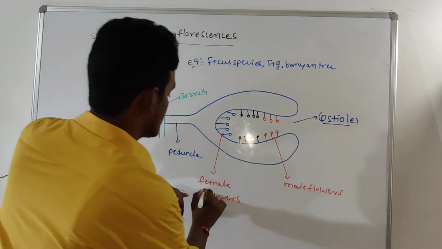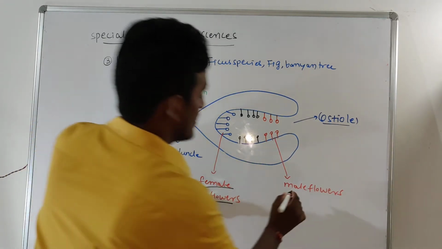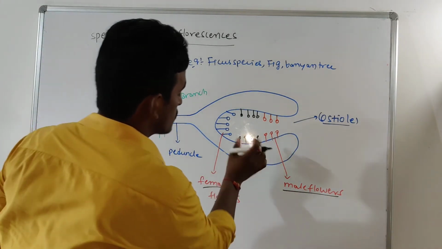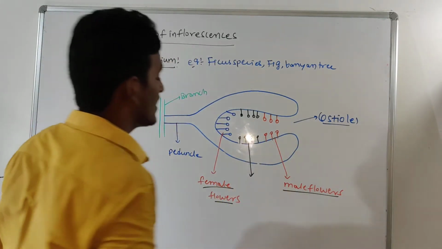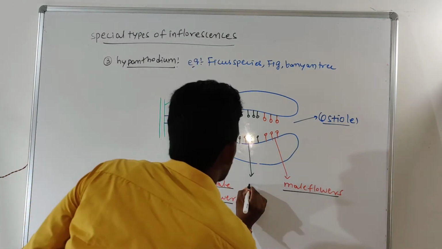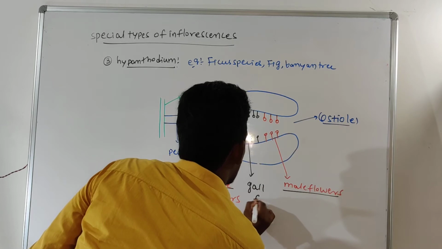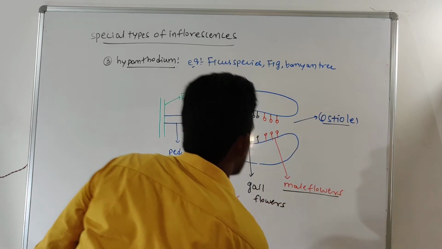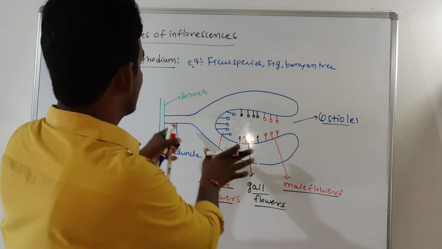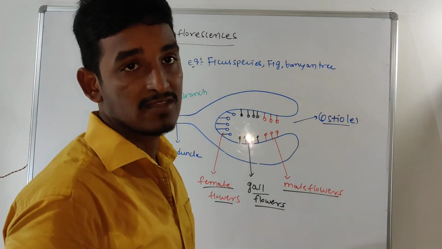So at the base it has female flowers. At the top it has male flowers. Between those are the sterile female flowers, which are also called gall flowers. So that is the hypanthodium inflorescence.